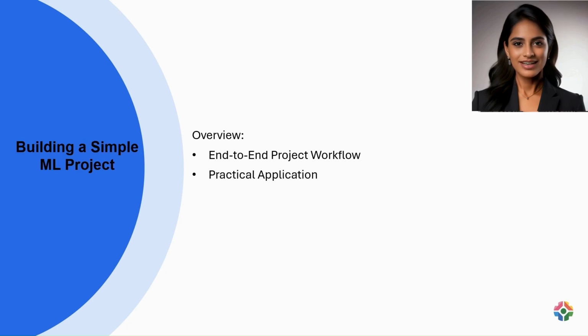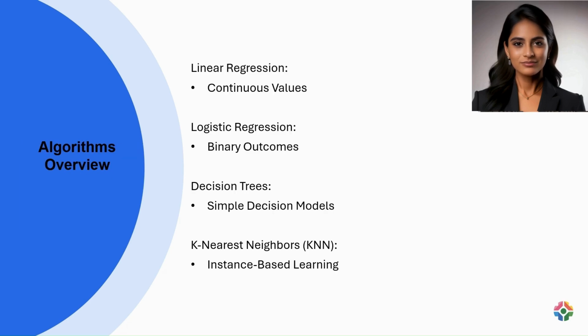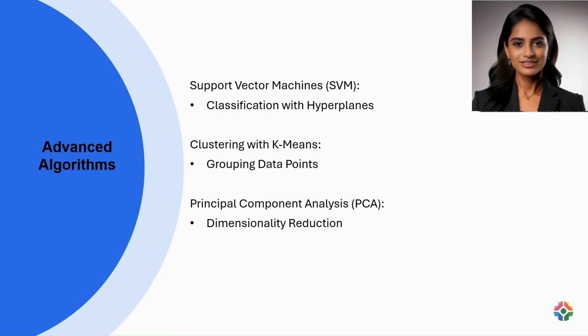We'll build an end-to-end project in building a simple ML project. We'll explore specific algorithms like linear regression for continuous values and logistic regression for binary outcomes. Decision trees will cover simple decision models, and k-nearest neighbors, KNN, will focus on instance-based learning. Support vector machines, SVM, will discuss classification with hyperplanes, and clustering with k-means will group data points.